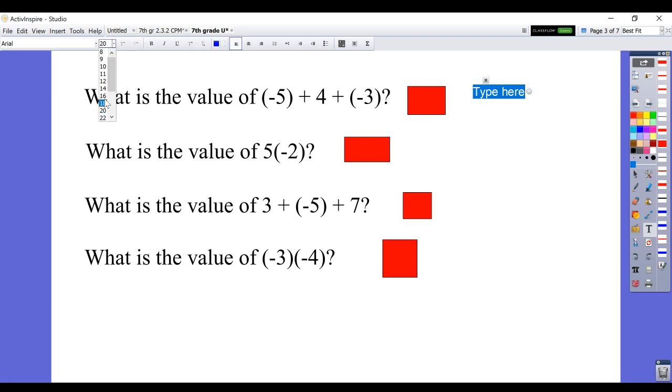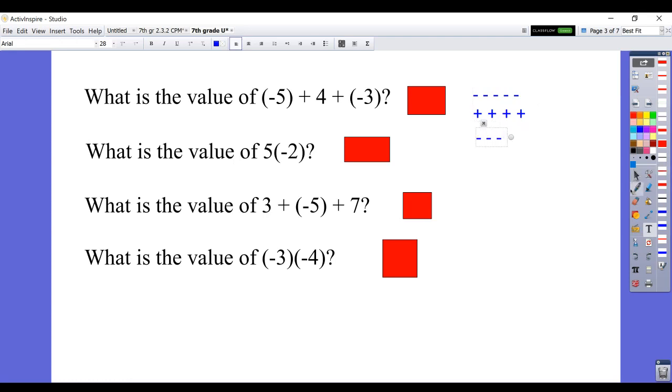Another way you could do this is you could use what we consider to be the integer tiles, which is, and I'll try to make these a little bit bigger, where you could write down negative signs to represent the -5. So there's my -5, and then positive signs for the +4. And then you could have another 3 negative signs for the -3.